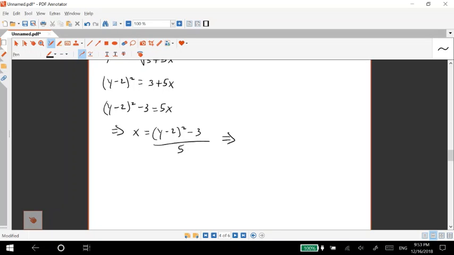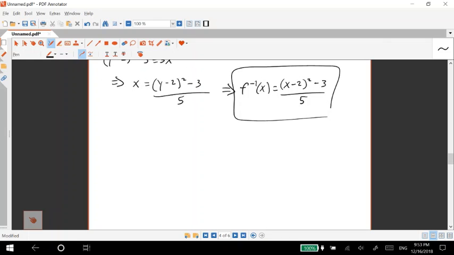And then finally, our inverse function is not complete until we replace x and y with each other after we have solved. So we have (x minus 2 squared minus 3) over 5. And that is our inverse function.